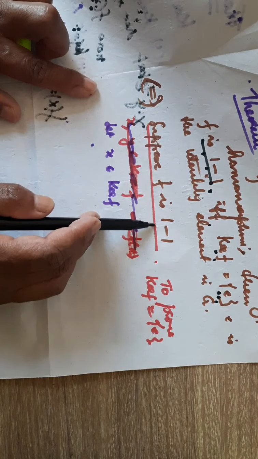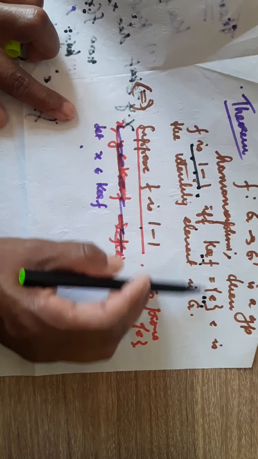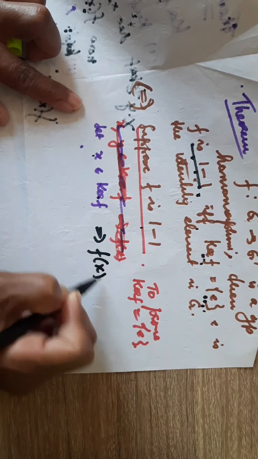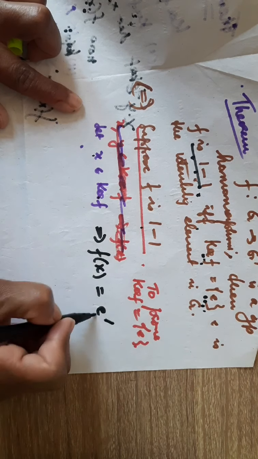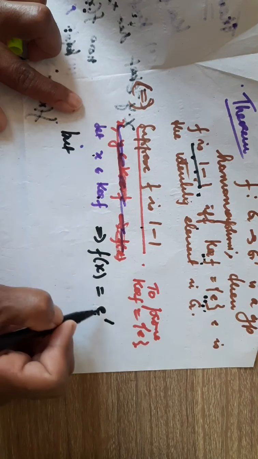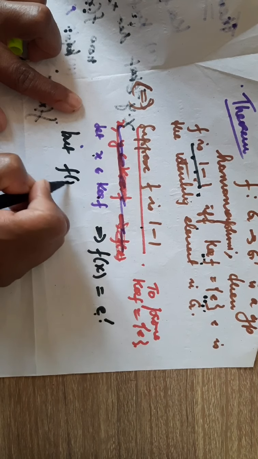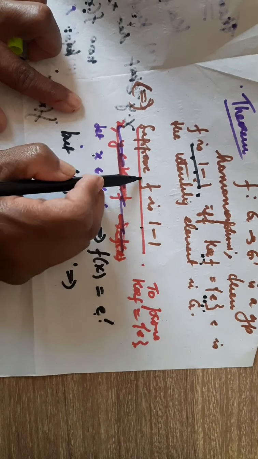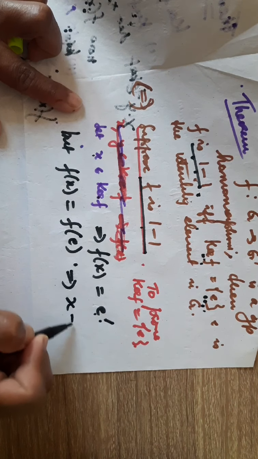So suppose f is 1-1. Now let me show that the kernel of f is {e}. So let x belong to the kernel of f. This will imply that f of x is equal to e prime. But what is e prime? f of x is equal to f of e. And since f is 1-1, it must imply that x is equal to e.